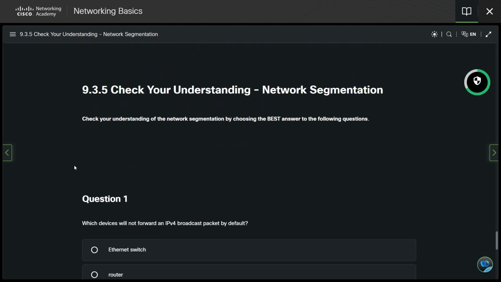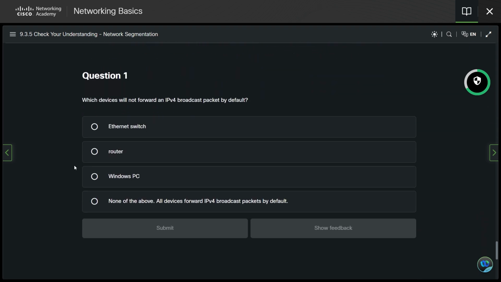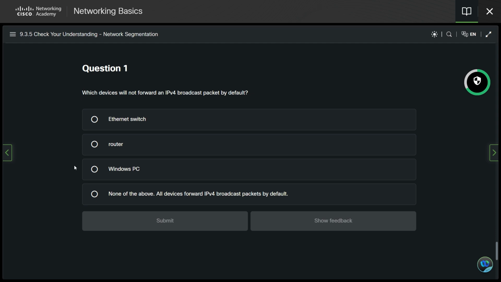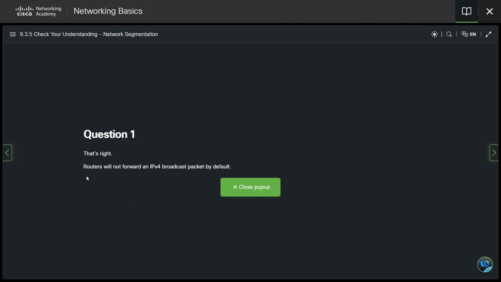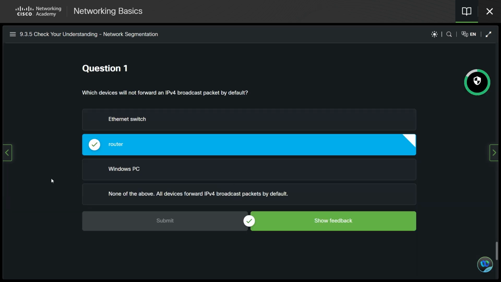Finish with a quiz. The first question is: which device will not forward an IPv4 broadcast packet by default? This is a router. That's right. Routers will not forward an IPv4 broadcast packet by default.